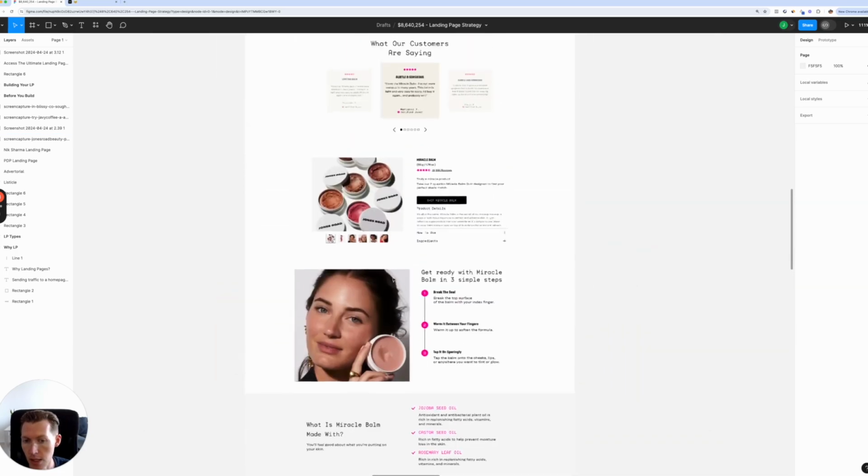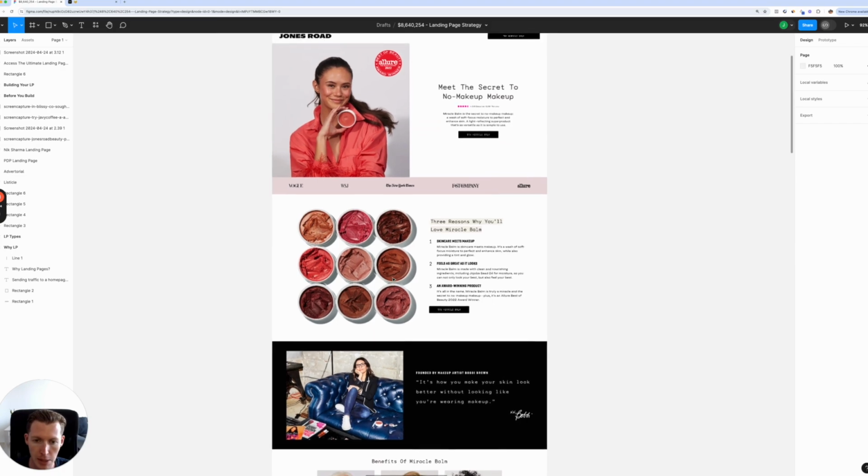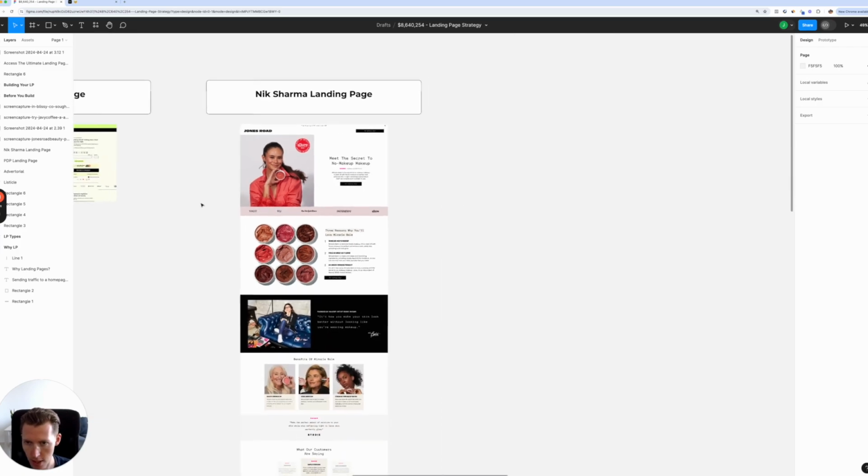So that's it. And again, you'll be able to see this page clearer when you click down below, but you can see how the format is structured out, right? So that is the 4th style landing page.